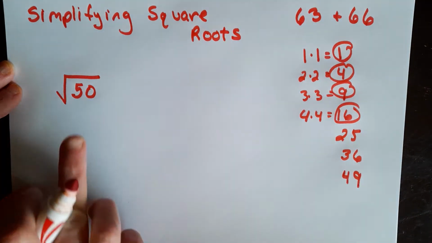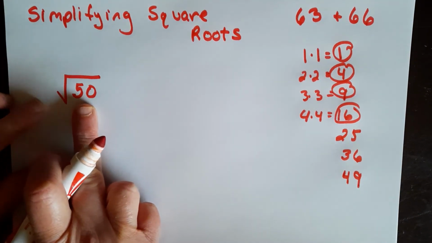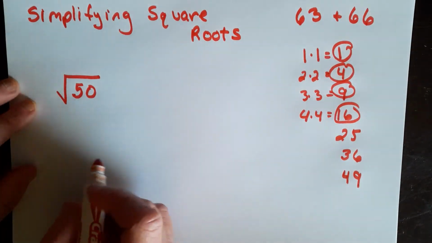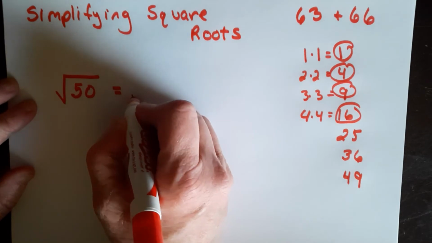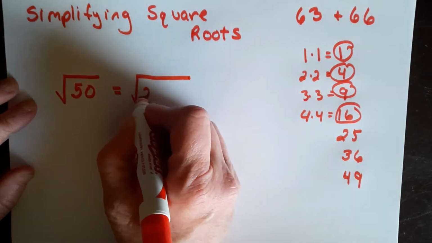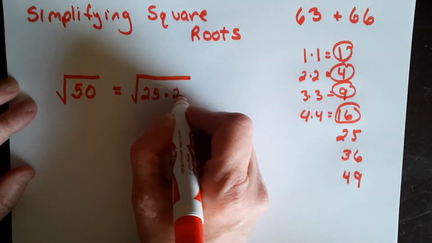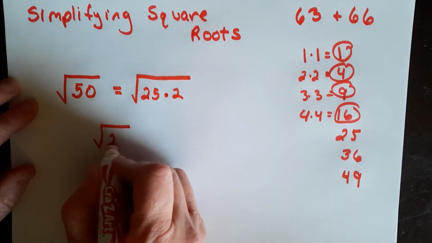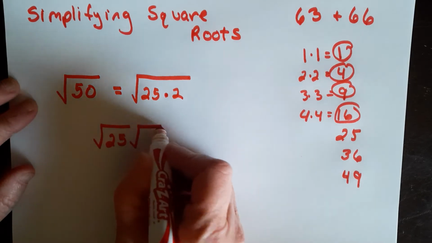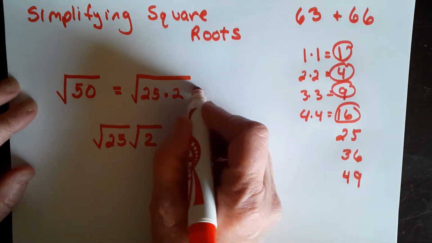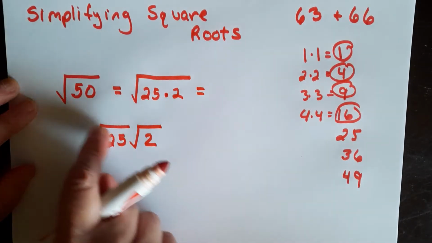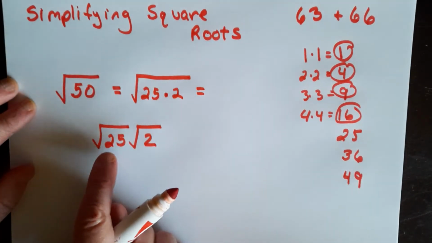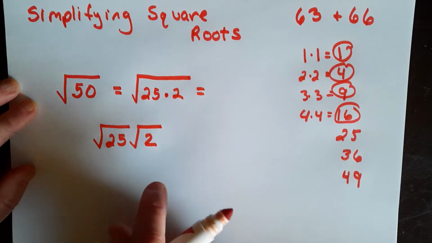49, and so on. So if we take a look at this number 50, we want to see if any of the factors of 50 are also a perfect square. So the square root of 50 can also be written as the square root of 25 times 2. And then we can write that as the square root of 25 times the square root of 2. All three of these things mean the same thing. The square root of 50 is the square root of 25 times 2, all underneath the sign, or the square root of 25 times the square root of 2.